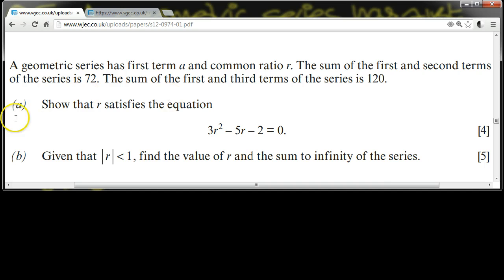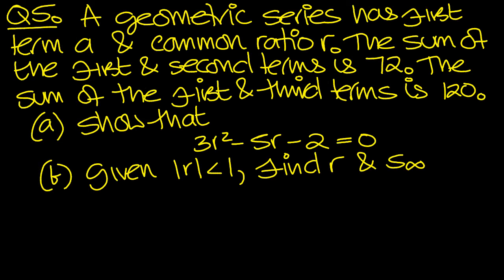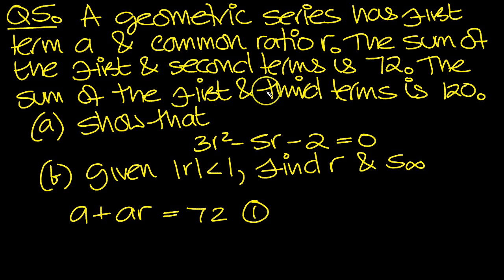of the series. So let's have a look at this then. I've got the question summarized here. So let's have a go. So the sum of the first and second terms is 72. It's a geometric series, so A plus AR is the first and second term. That's equal to 72. And then the sum of the first and third terms, A plus AR squared, is equal to 120. That's number 2.